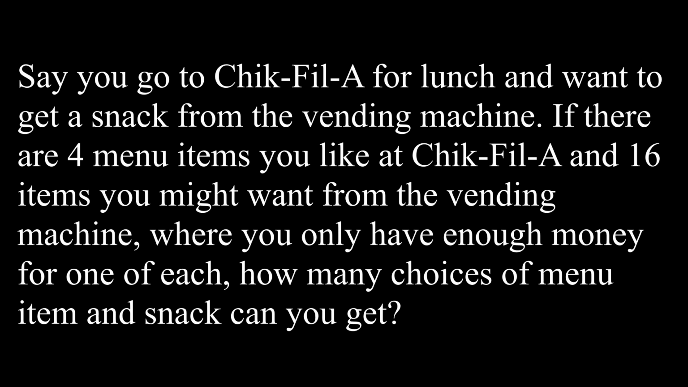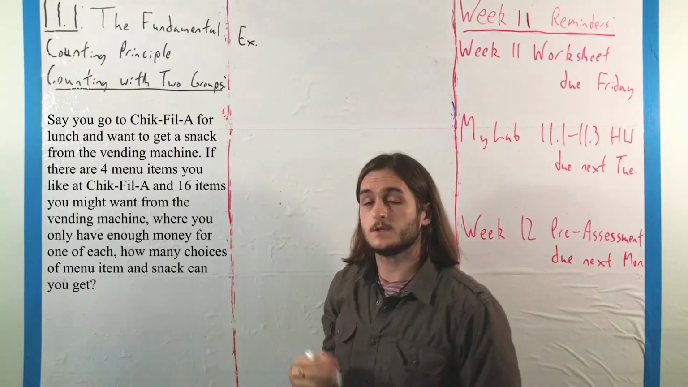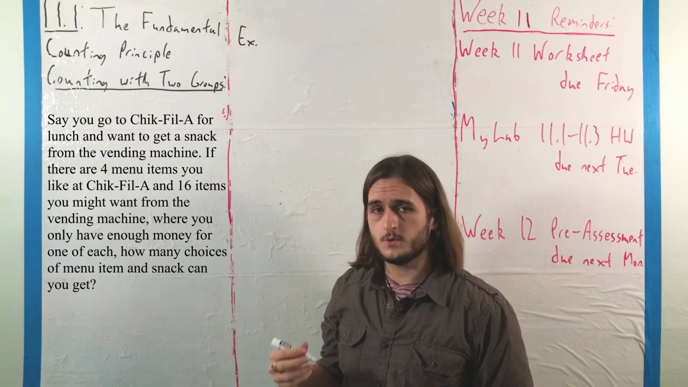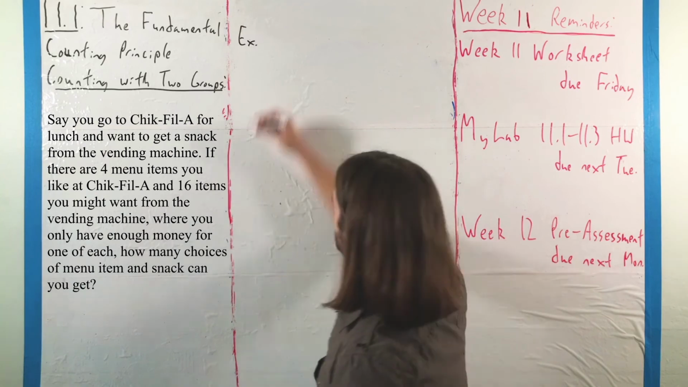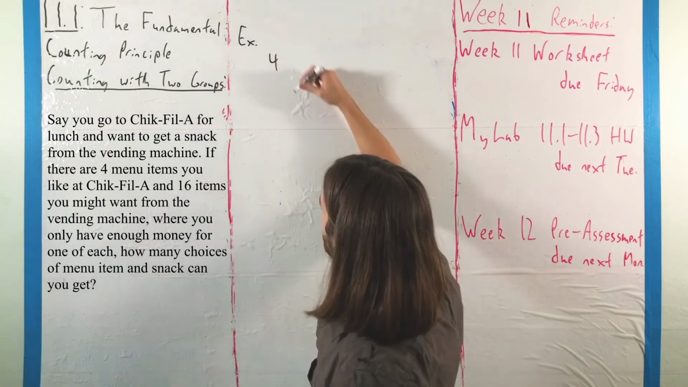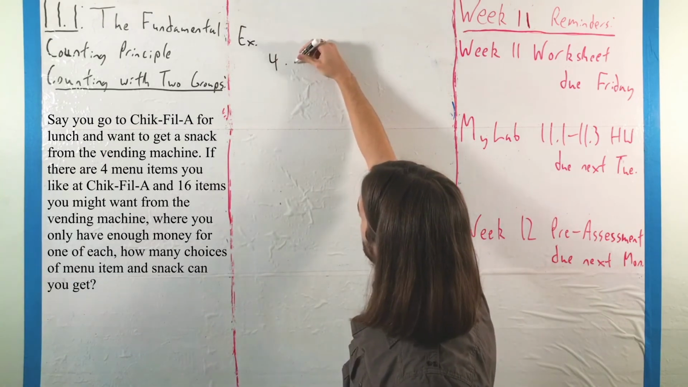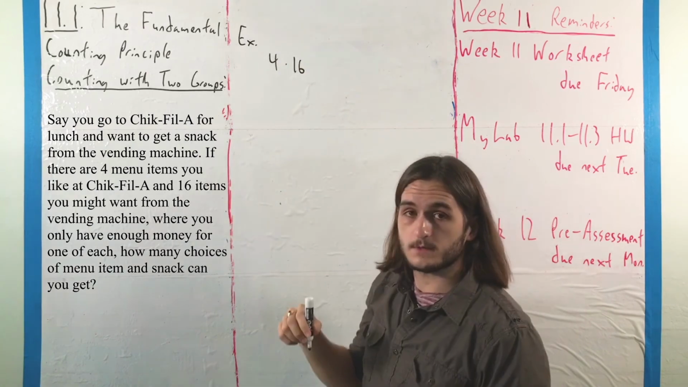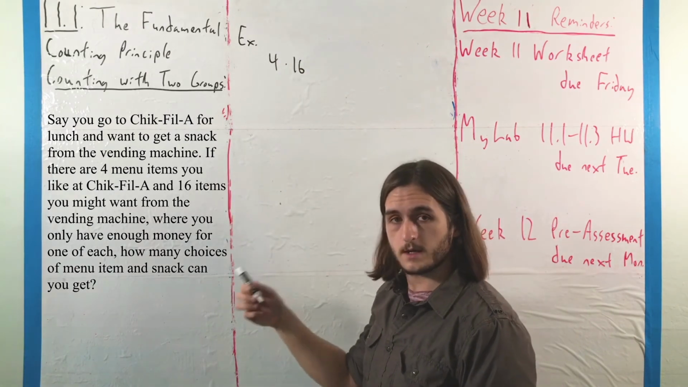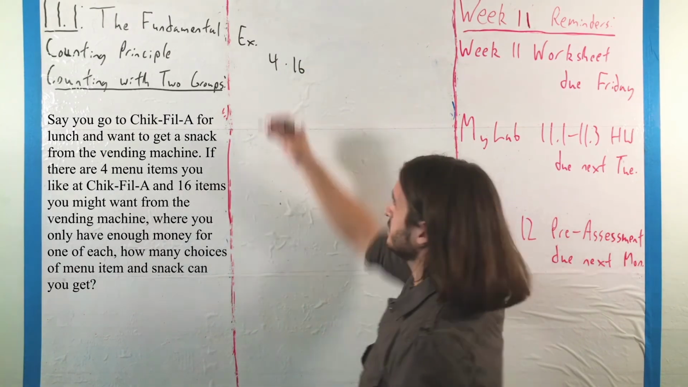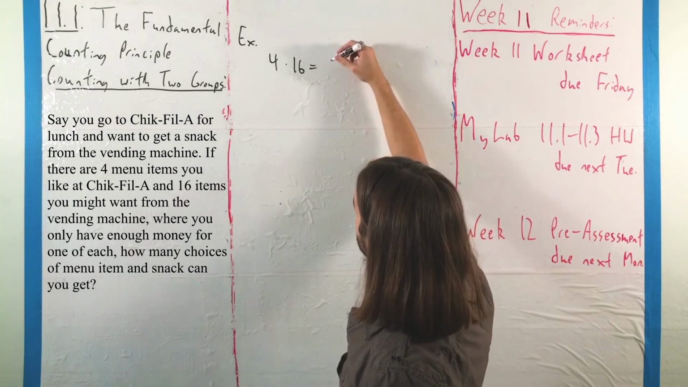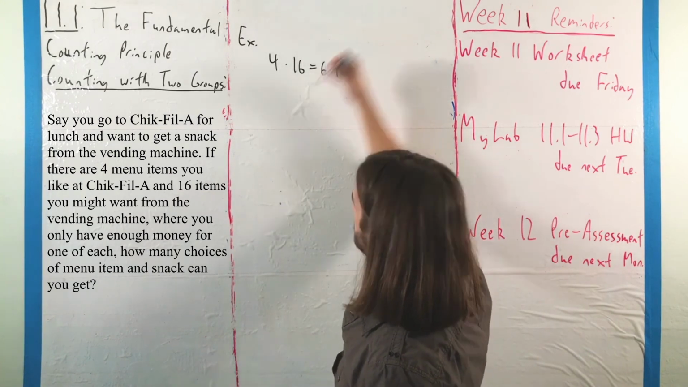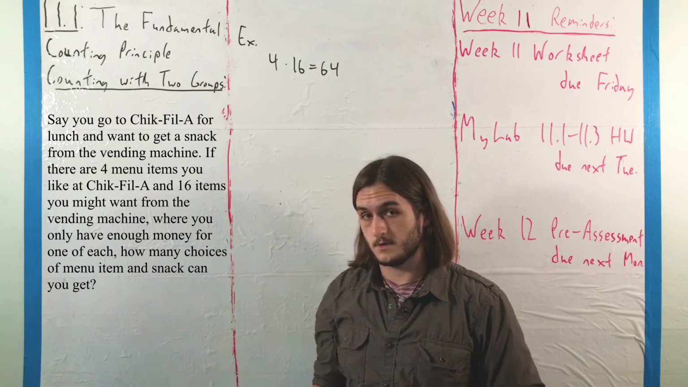How many ways can you make a meal from 1 thing on the Chick-fil-A menu and 1 thing from the vending machine? So here for this example, you will end up having 4 options from Chick-fil-A and 16 from the vending machine. So 4 unique there, 16 unique from the second. You just multiply them together to get 64 total options.